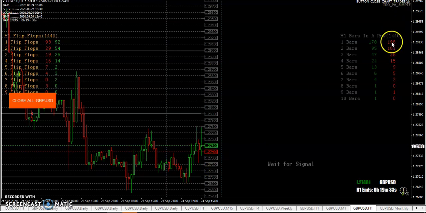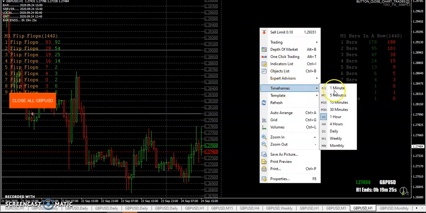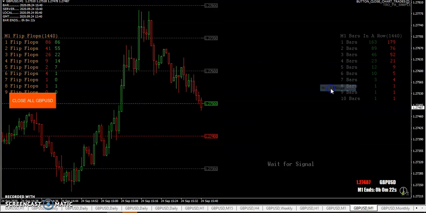So that's where that came from. And if you're wondering why 1440, that's how many minutes there are in a day. So if you want to, you can switch this over to the 1 minute chart, and you can see here a lot of times the same thing happens. You got 1, 2, 3 in a row, and there was a slight reversal here. And so right now we've got 1, 2, 3, 4 in a row.